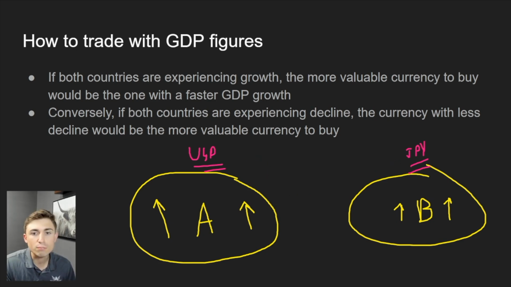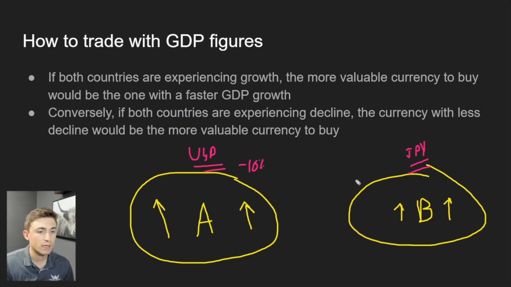How do you trade if both are declining? In this case, let's say that we had what happened in 2020. We had a major decline. Let's say, just for example, it wasn't actually this much. Actually, I think it was more. There was like a 30% drop in one quarter in the US due to COVID.